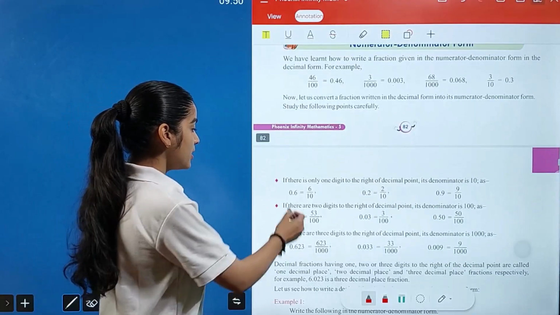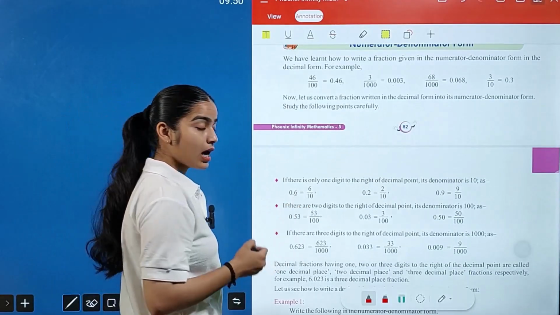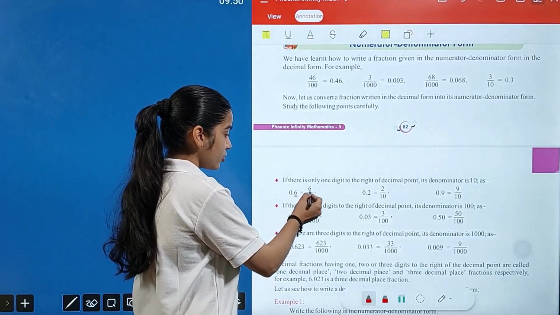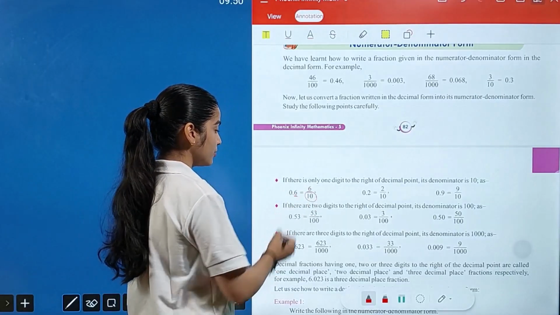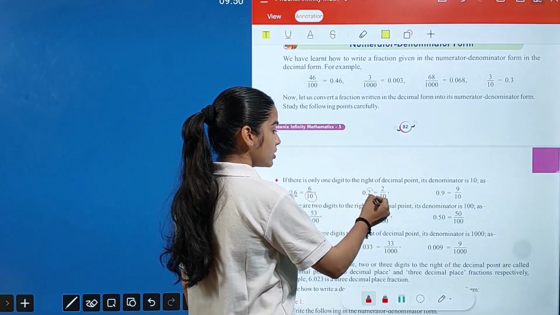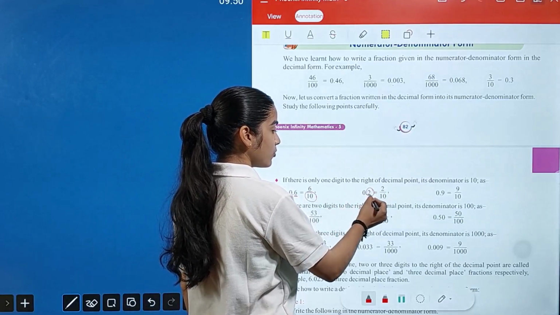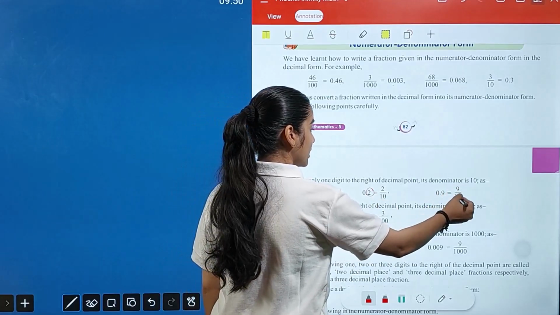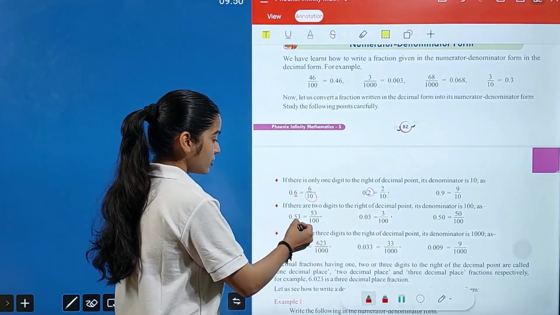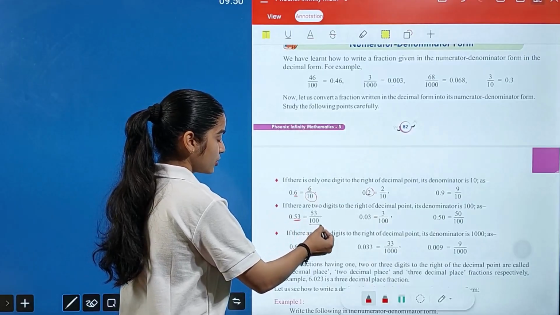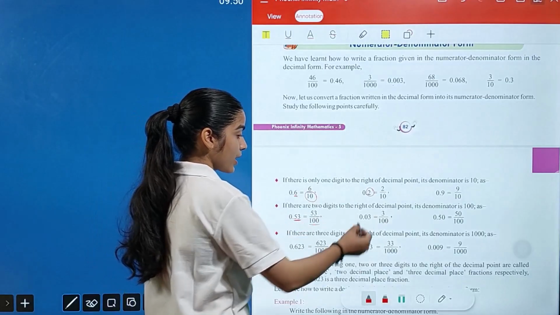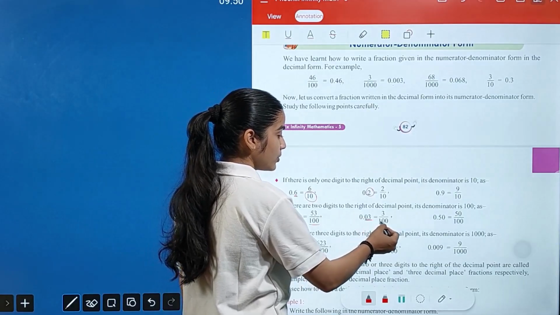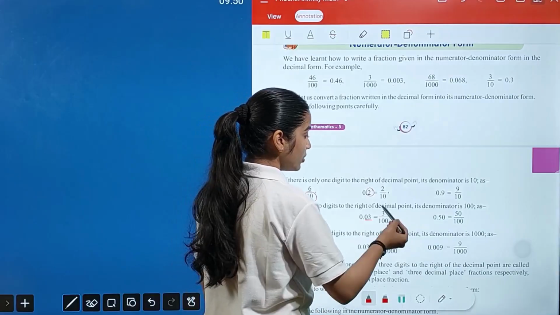For example, 0.6. So you have to read how many numbers you have after the point. Only one, it means your denominator will be 10 and 6 is your numerator. 0.2, so 2 is your numerator and after the point you have only one number, so 10 is your denominator. 0.9, so 9 by 10 is your number. After the point we have two numbers, so 100 will be your denominator and 53 is your numerator. 0.03, so after the point we have two numbers, so 100 will be your denominator and 3 will be your numerator.